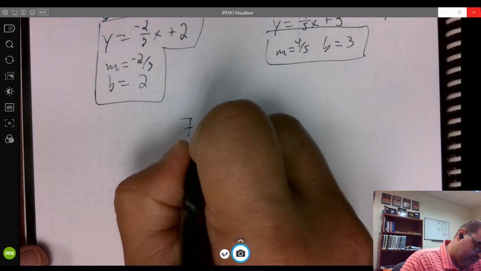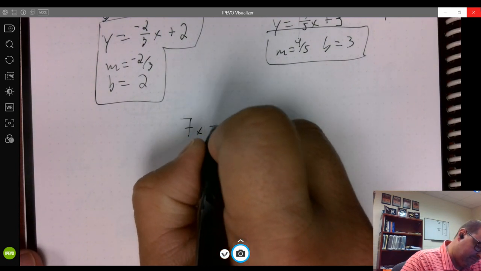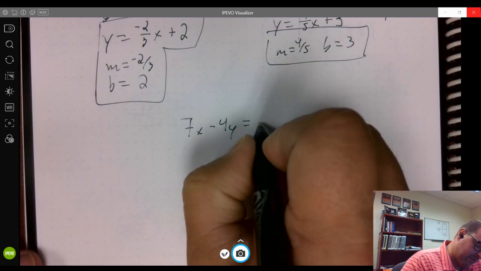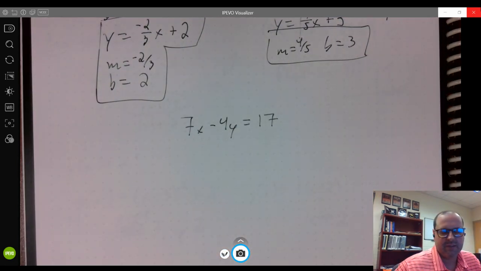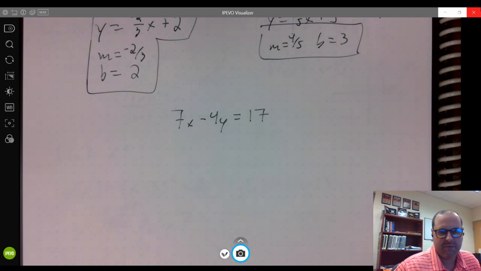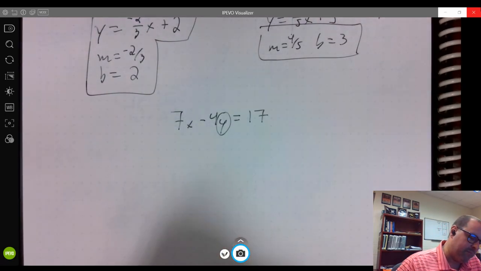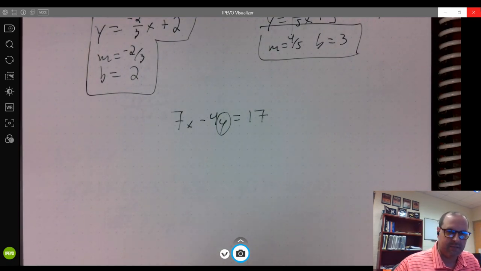Say I have 7x minus 4y equals 17. Pick some weird numbers. Not that 17 is weird. I guess just prime makes it weird. So I'm solving for y. I'm putting it from standard into slope-intercept.